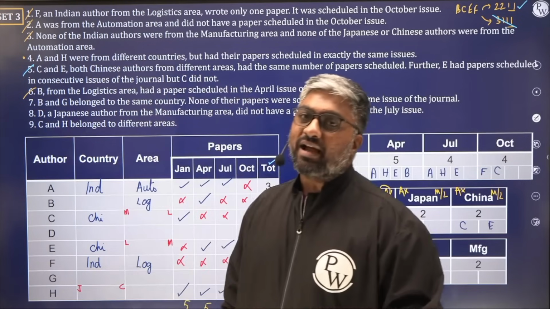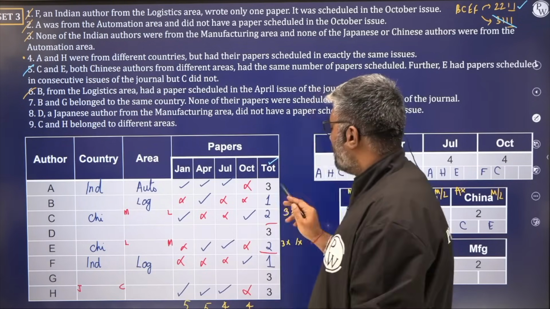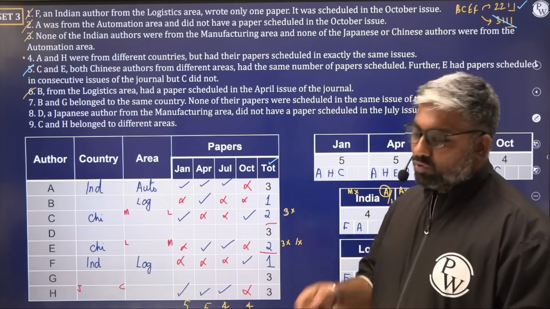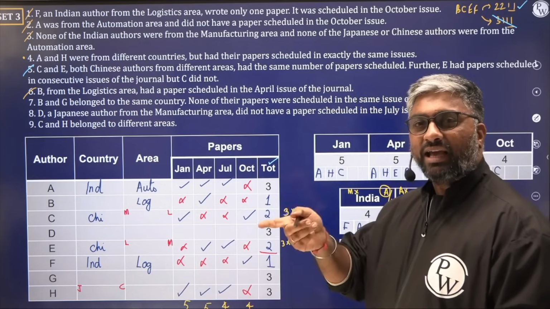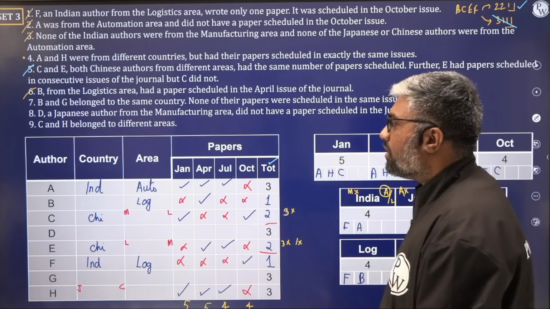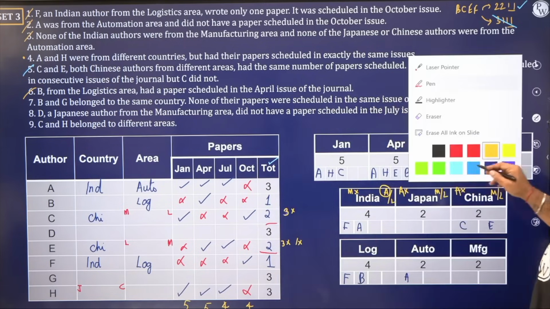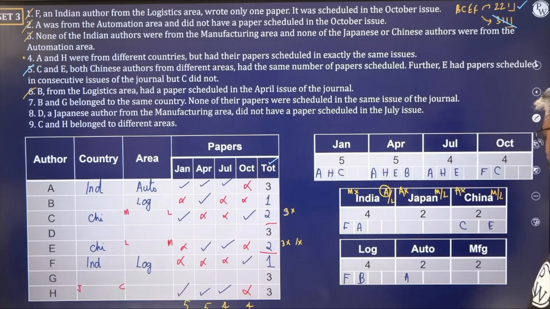This we could finalize only because we found out the total number of papers each is submitting, otherwise we would keep going around in circles, whether it is or isn't, then multiple cases, way too complex. Next they're saying B and G belong to the same country. Do we know which country B belongs to? No. Do we know which country G belongs to? No. So we're kind of stuck there, right?